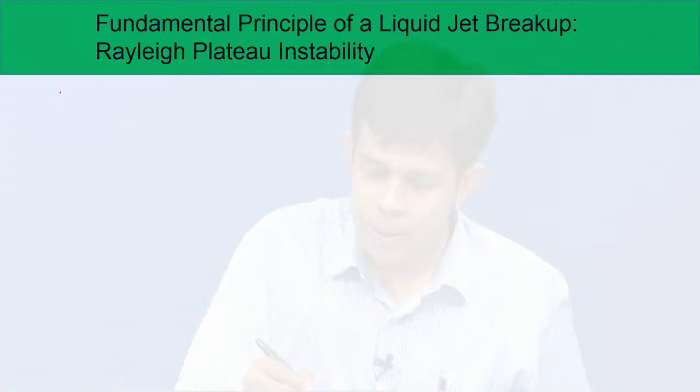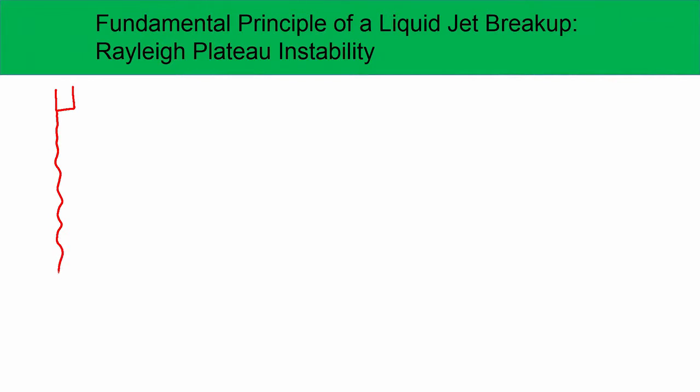You can watch it in your kitchen sink. If you open the tap, you will see a liquid jet coming out, and then it will develop some perturbations. These perturbations will grow, and at some point of time it will essentially pinch off and create droplets. You can see this in your own kitchen sink, but why that happens will be analyzed here.